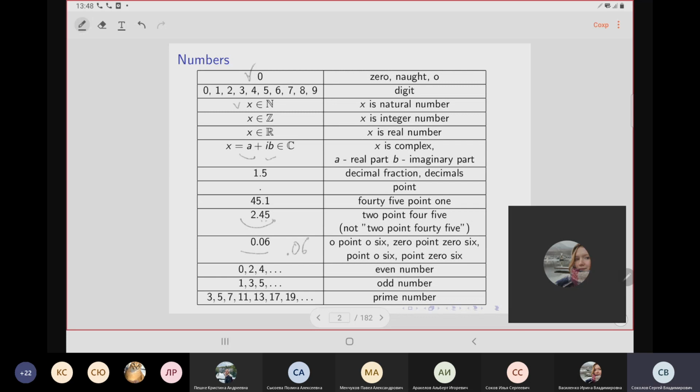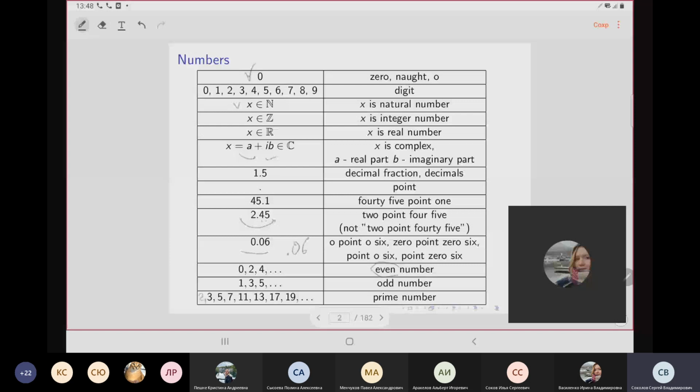Next, if the number can be divided by 2, it is called even. If not, it is called odd. And the set of well-known prime numbers, I think we have to add 2 to this set. These are primes.